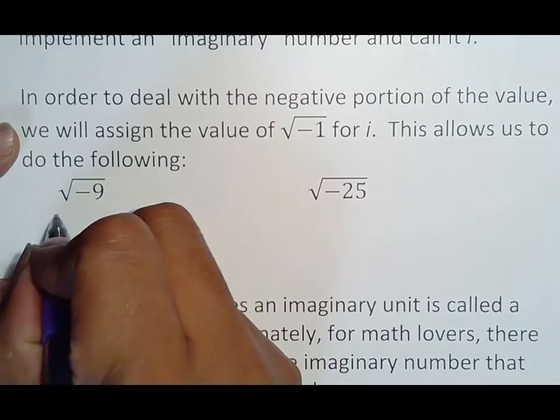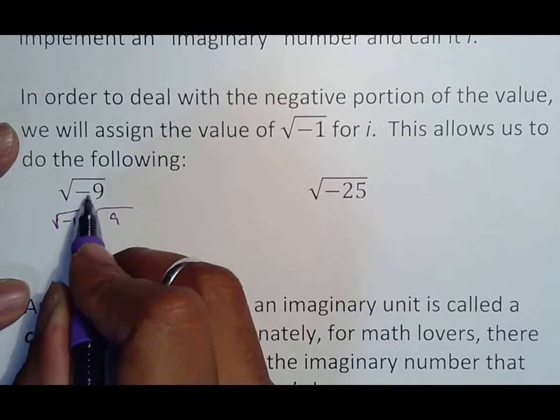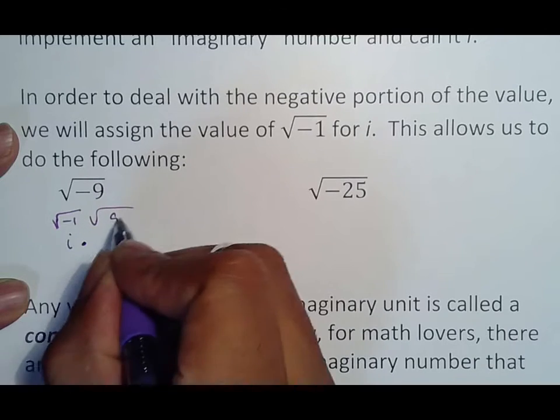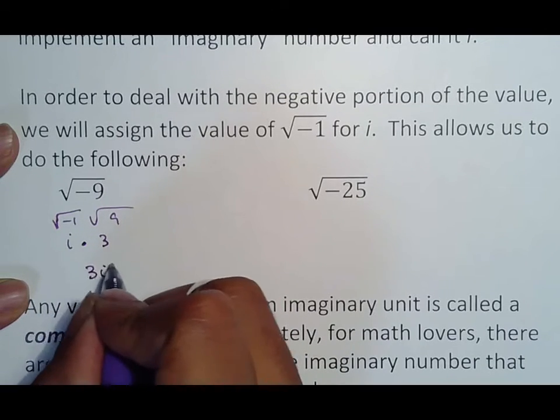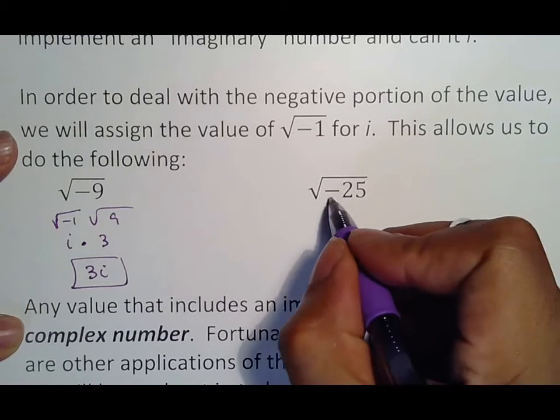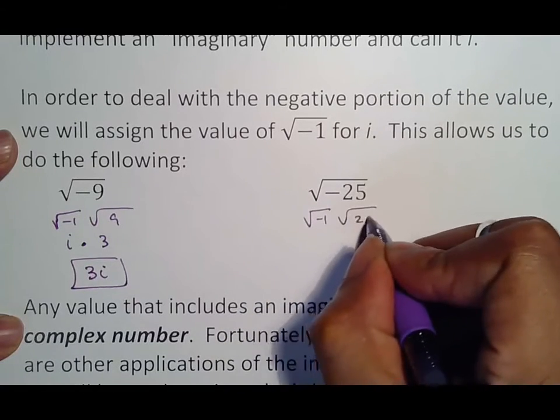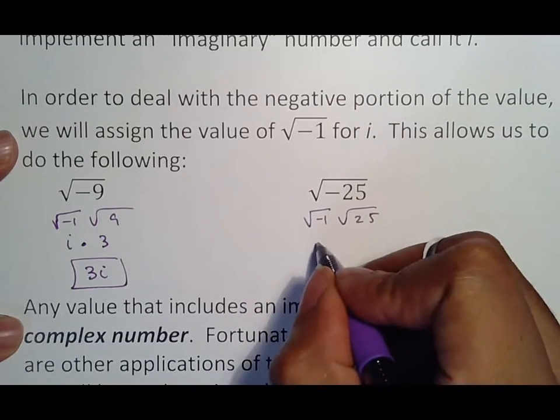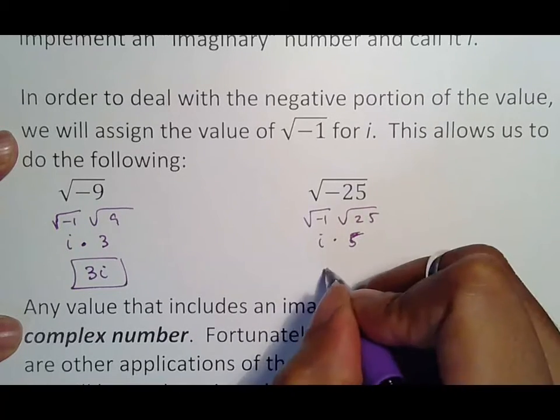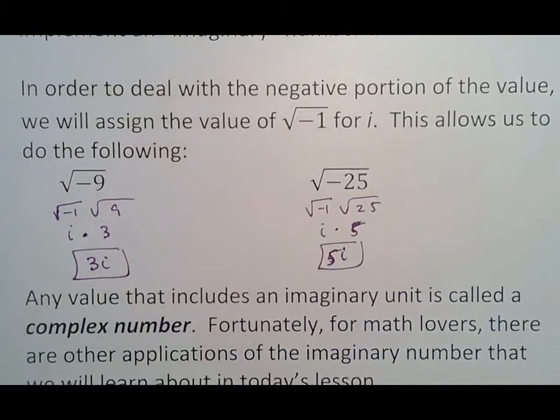We can now separate this into the square root of negative 1 times the square root of 9, because 9 times negative 1 is negative 9, which means that this turns into i. This turns into 3, which makes the answer 3i. Alright, same thing here. The negative hurts us, so we're going to take the negative 1 out and leave the 25. The square root of negative 1 turns into i by definition. This turns into 5 by what we know, which means in the end our answer is 5i. And so that is pretty much what happens there.